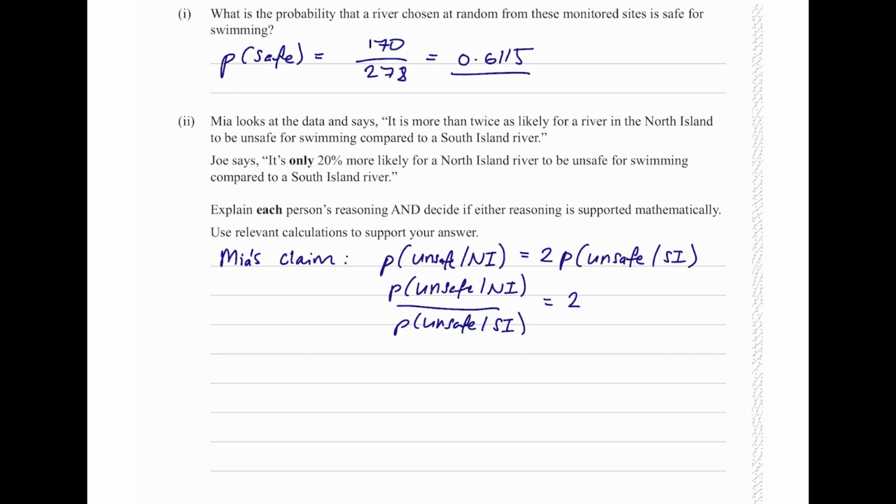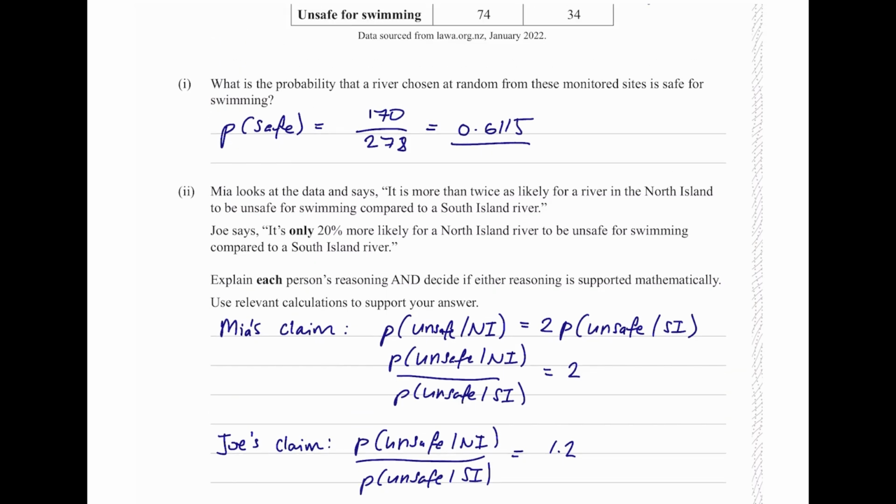Now, what's Joe's claim? Joe's claim is that it's only 20% more likely for a North Island river to be unsafe compared to a South Island river. So we're doing the same thing: the probability that we're unsafe, given that we're in the North Island, divided by the probability that we're unsafe, given we're in the South Island. So we're looking at relative risk here, but he reckons it's only 1.2. So what we do is we'll actually calculate this. So we can use our table.